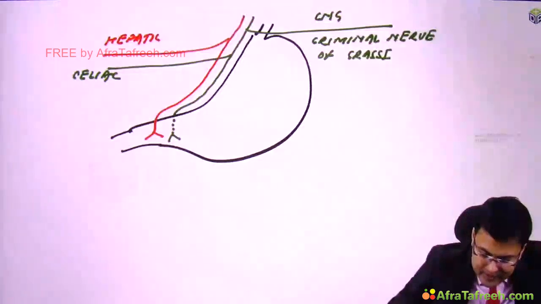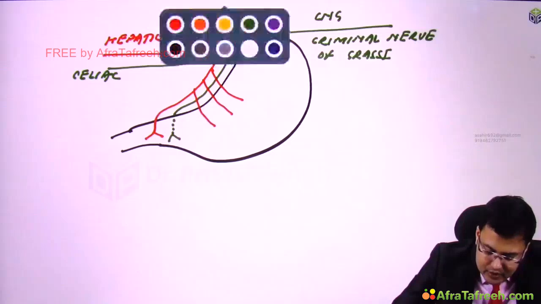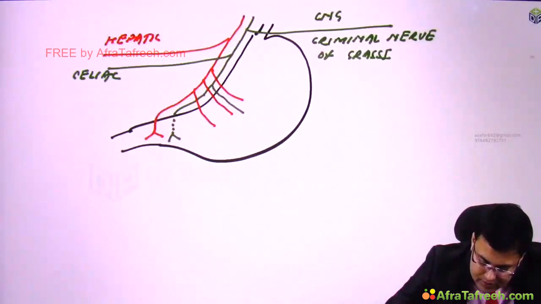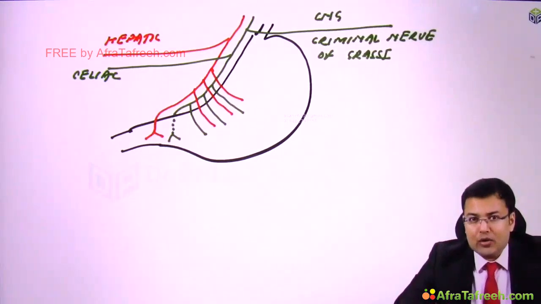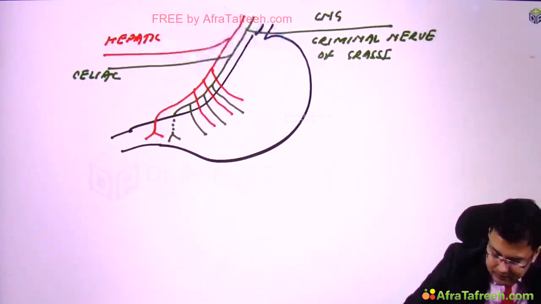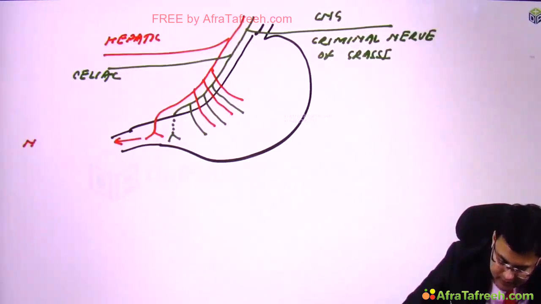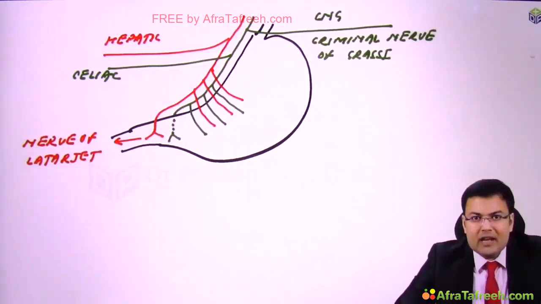Now see, these are seromuscular branches of vagus. Now the terminal branch of vagus, which is supplying the pylorus, is known as nerve of Latarjet. Now here you can see there are two nerves of Latarjet. Anterior nerve of Latarjet is the branch of left vagus. Posterior nerve of Latarjet is the branch of right vagus.